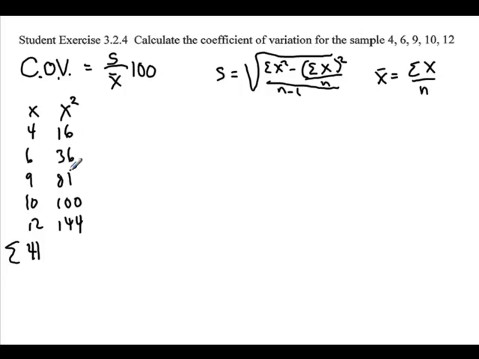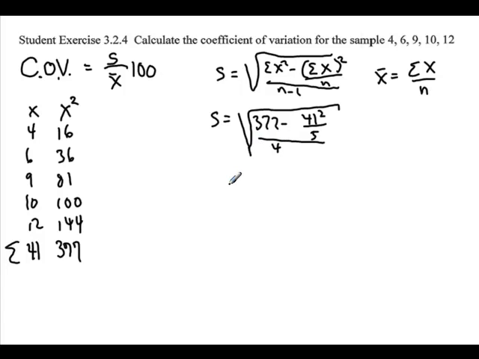And for x squared, when I add them up, I get a total of 377. So let's plug into our formula for s and see what we have. Square root of the sum of x squared, remember the second column is always first, 377 minus 41 squared divided by 5, all divided by n minus 1, which is 4, under the square root.